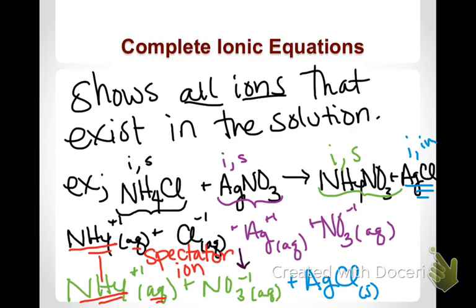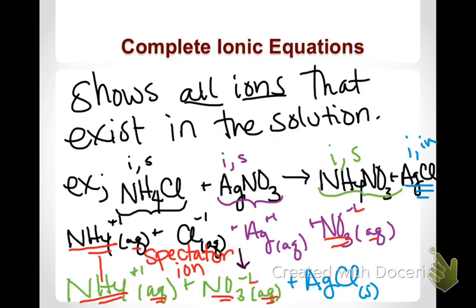It's there at the beginning and it's there at the end, but it is not actually a part of the chemical change. There's another one in here, and that is the nitrate ion. So NO3 minus 1, and it's aqueous.